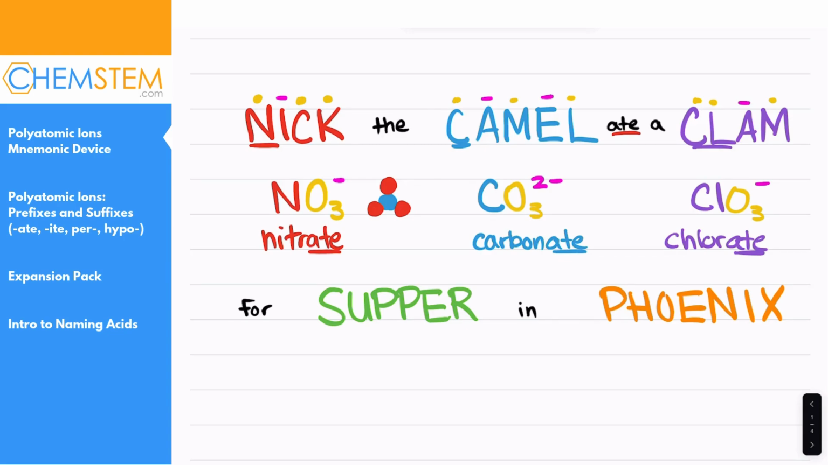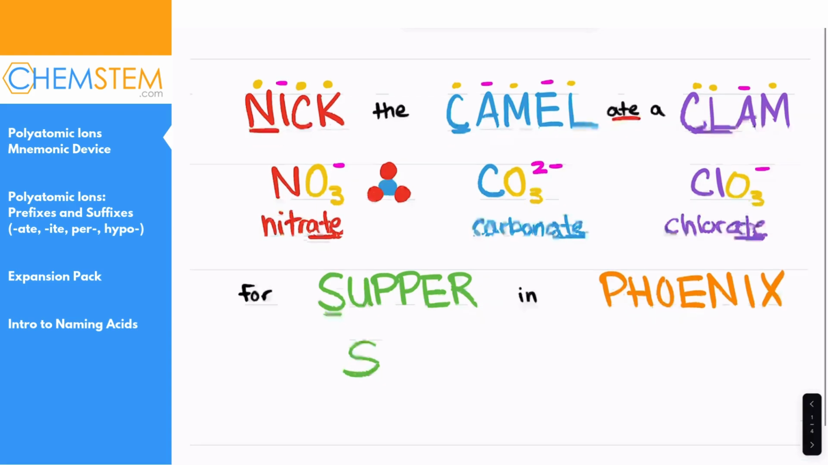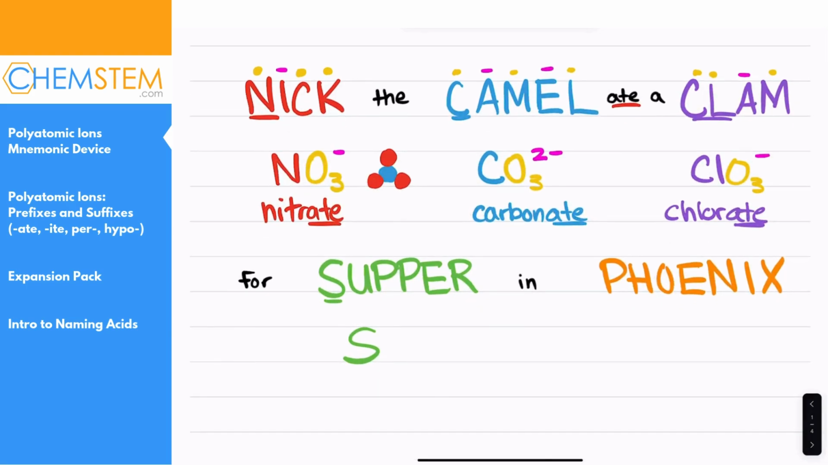Now let's do supper. Supper starts with S, so we can put down an S here. Now we can count the number of oxygens. 1, 2, 3, 4 consonants, so it's SO4. There are 2 vowels, the U and the E, so this is SO4 2 minus. We would call this sulfate. Sulfate is SO4 2 minus. It is not the same as sulfide, which is just S2 minus.